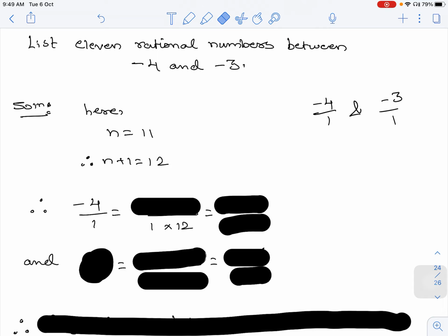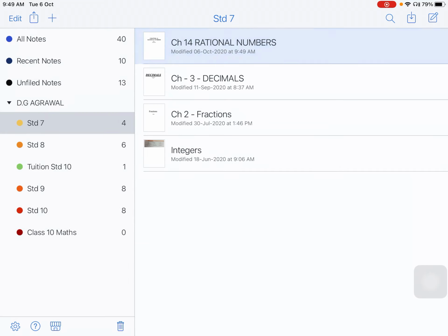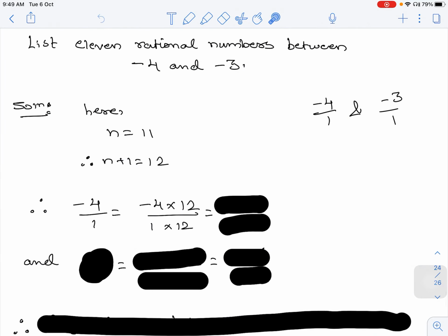So when you multiply the numerator and denominator by 12, we get -4 into 12 upon 1 into 12. Now minus into plus will become minus, 12 fours are 48, and 1 into 12 will be 12.